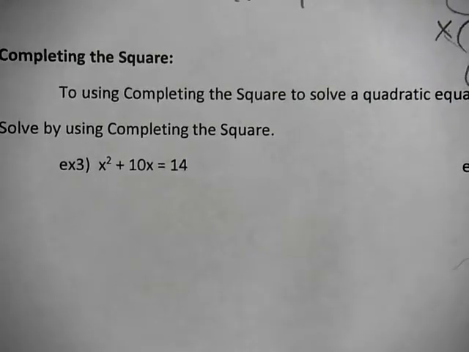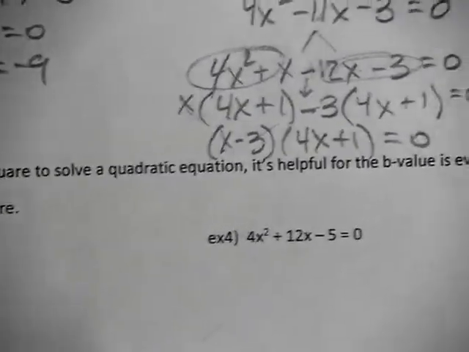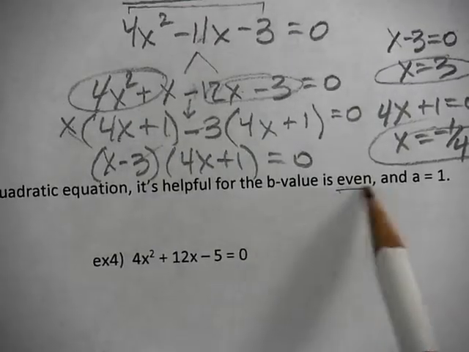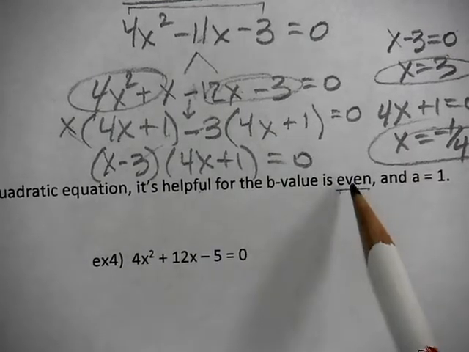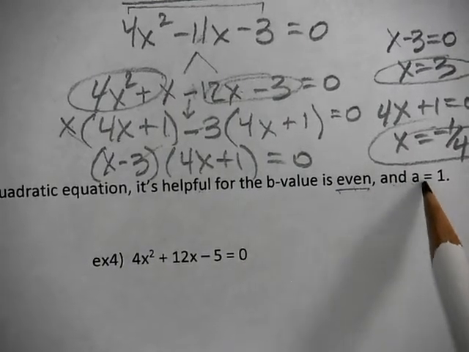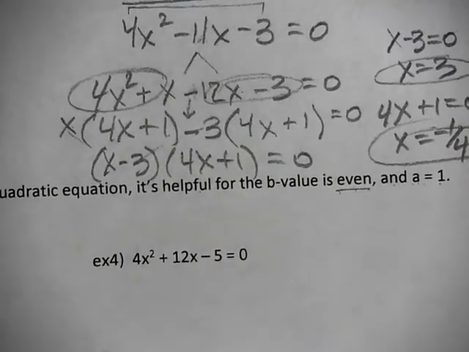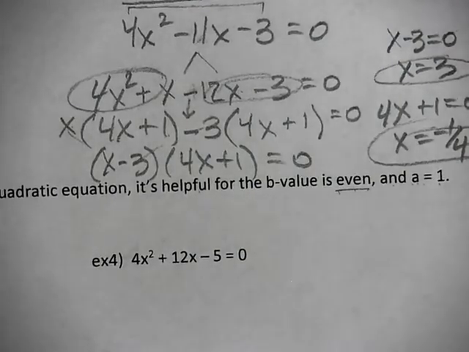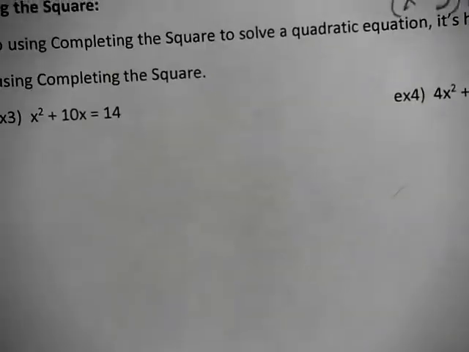All right, let's take a look at completing the square. To use completing the square to solve a quadratic equation, it's helpful for the B value to be even. It's helpful. It's not required. And the A value to be 1. It's helpful for the A value to be 1. Not required. If you don't have either one of those, you might stay away from completing the square because it starts to get more complicated. Let's give this a try.